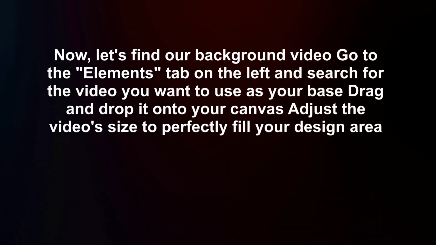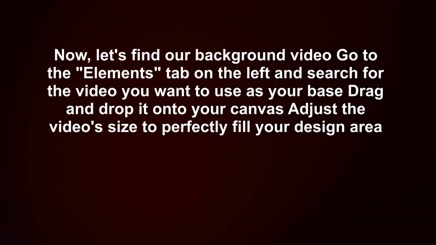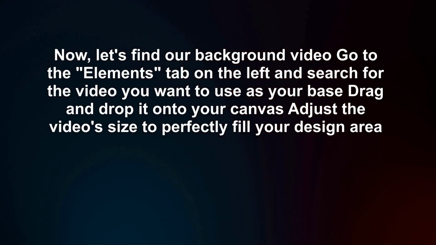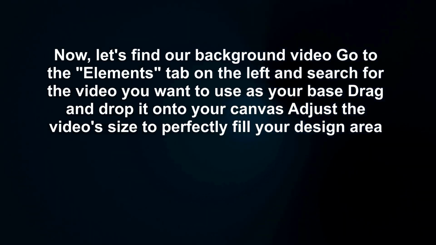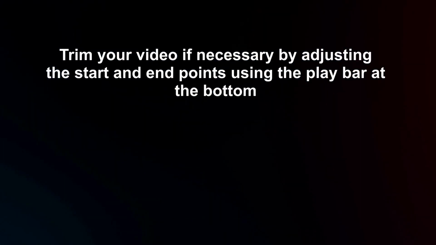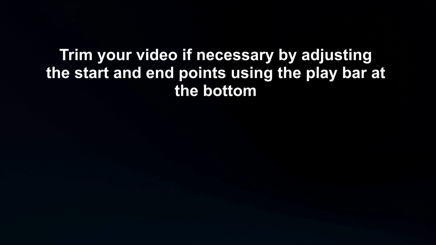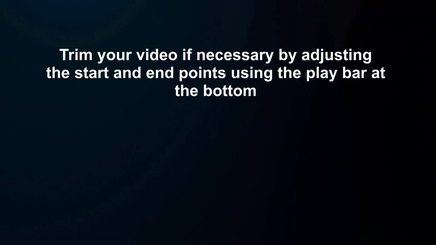Go to the Elements tab on the left and search for the video you want to use as your base. Drag and drop it onto your canvas. Adjust the video size to perfectly fill your design area. Trim your video if necessary by adjusting the start and end points using the play bar at the bottom.